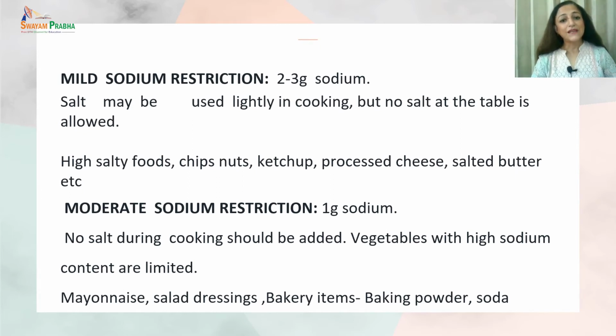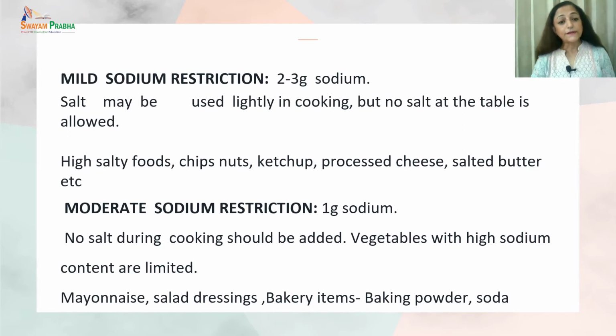So the first level is mild sodium restriction, which is commonly followed. That is when we recommend 2 to 3 gram of sodium. In this kind of restriction, salt may be used lightly in the cooking, but no table salt is allowed. And a person is suggested to avoid highly salty foods such as chips or nuts which are salted, or ketchup, or processed cheese or salted butter, etc.